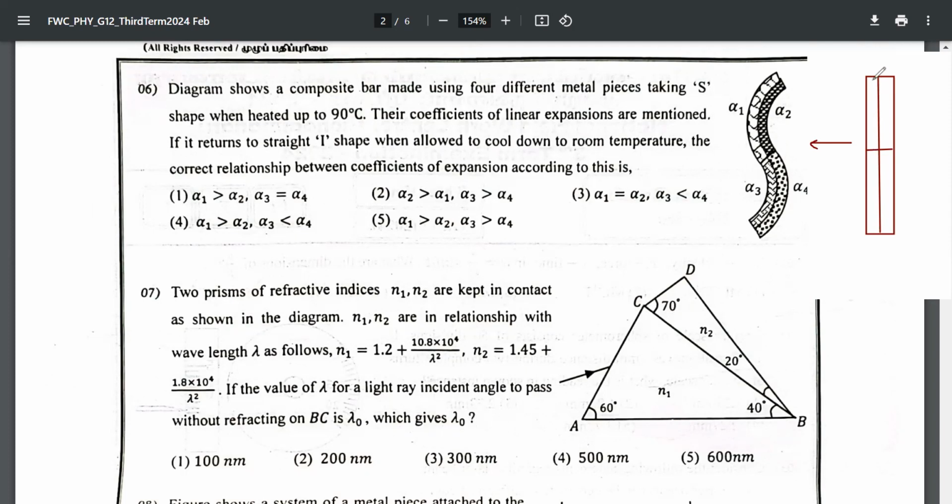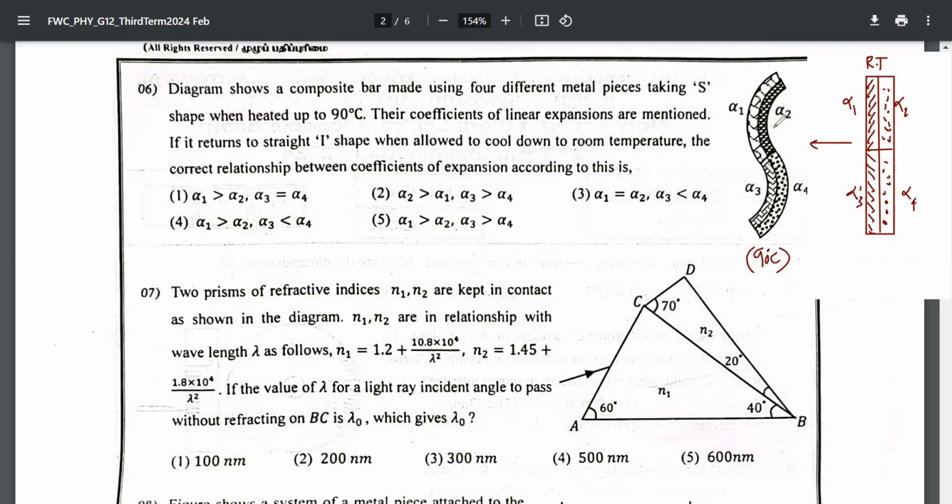This is alpha 1. This is alpha 2. This is RT now. What is RT? Room temperature. This is 90 degrees Celsius. This is a very simple question, people. And here we have another material. So this is alpha 4, this is alpha 3, this is alpha 1, this is alpha 2. They all have equal lengths.